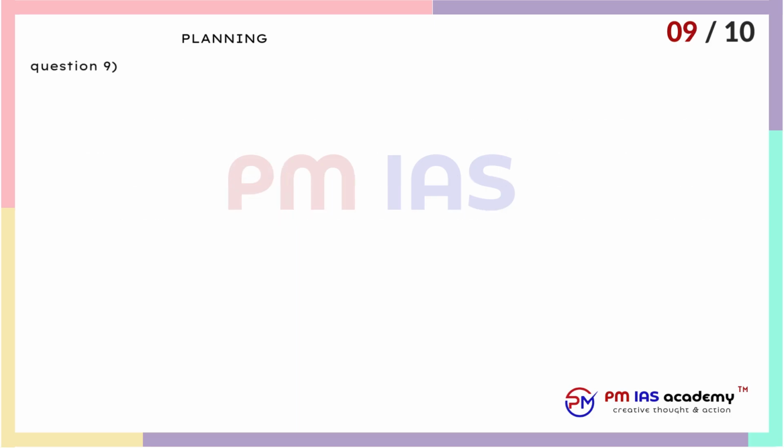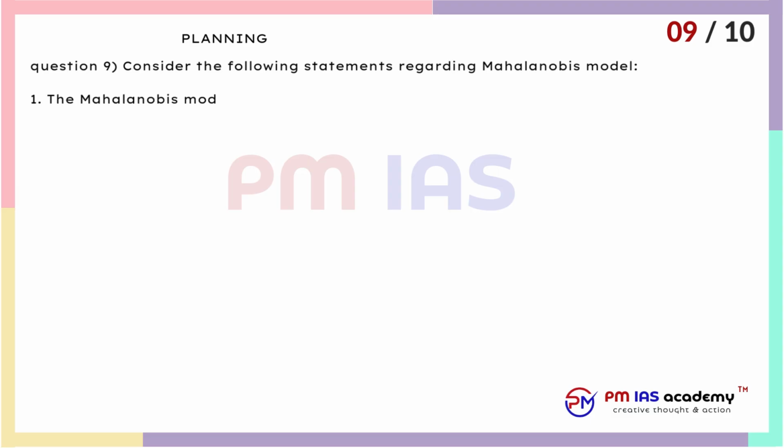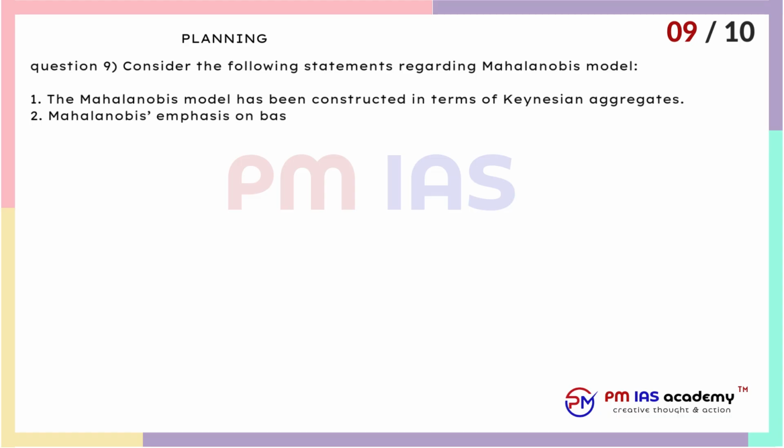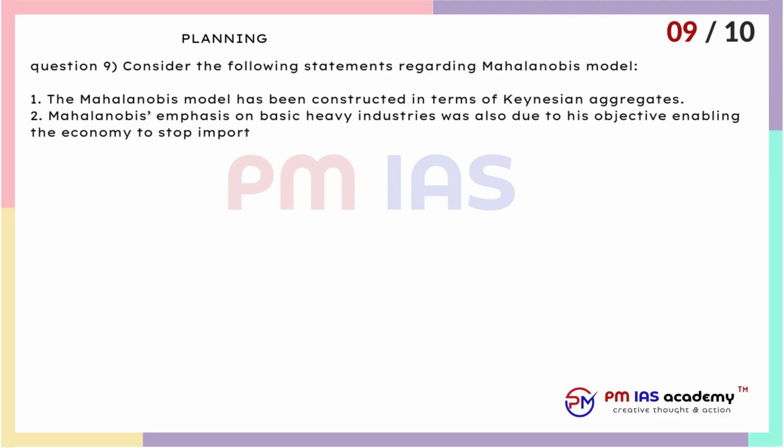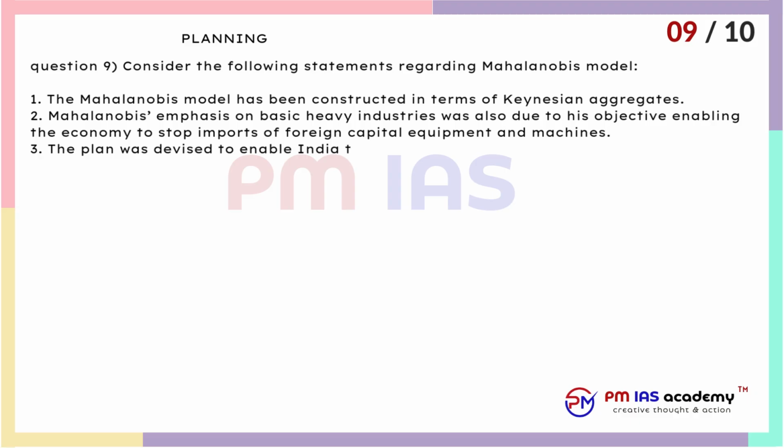Question 9. Consider the following statements regarding Mahalanobis model. 1. The Mahalanobis model has been constructed in terms of Keynesian aggregates. 2. Mahalanobis' emphasis on basic heavy industries was also due to his objective of enabling the economy to stop imports of foreign capital equipment and machines. 3. The plan was devised to enable India to industrialize under conditions of stagnant or slowly growing exports. Which of the statements given above are correct?